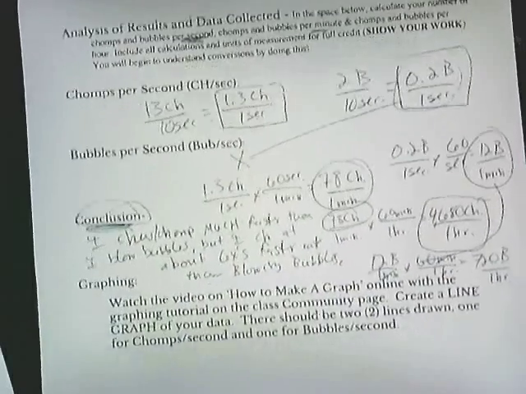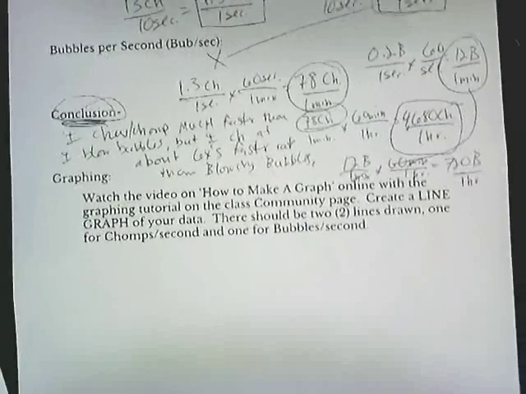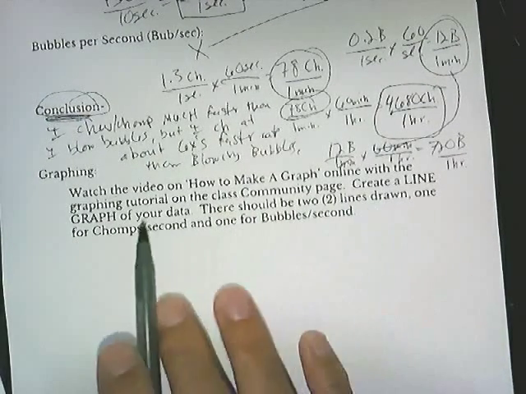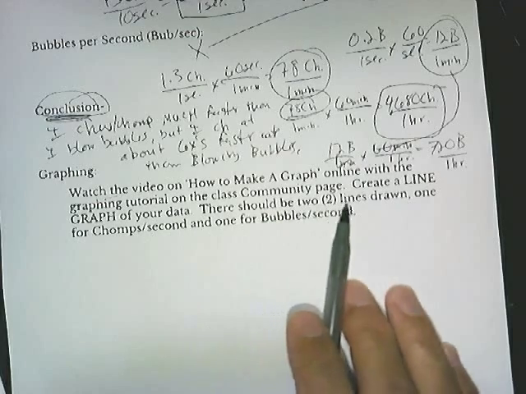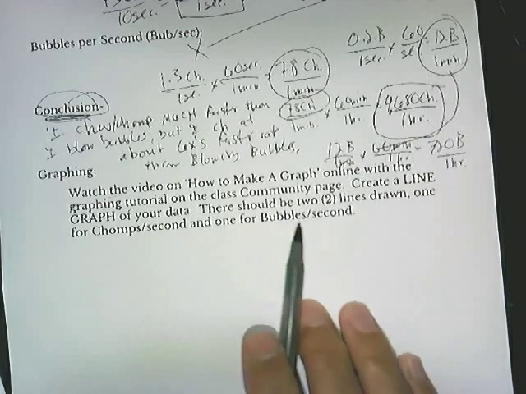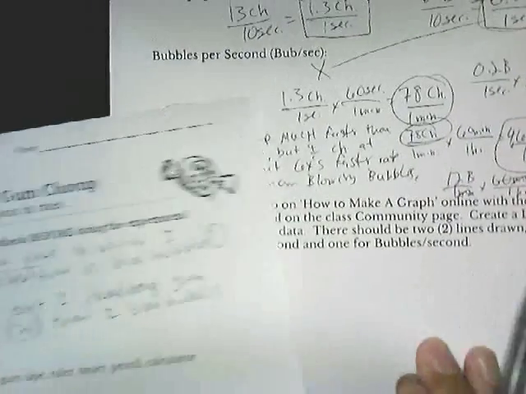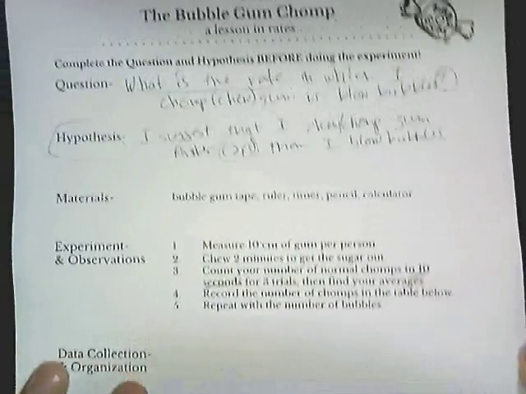Conclusions are very important. So now, the last part of this is you're going to be looking at how to make a graph. You're going to create a line graph of your data. And there will be 2 lines drawn, one for chomps per second and one for bubbles per second. And I'll be doing this on another screencast. And there you have your first lab in freshman physics.